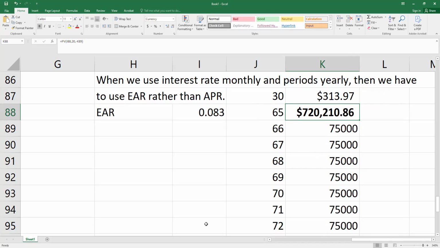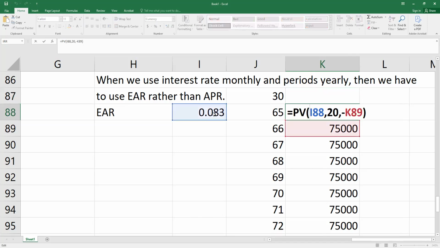Okay, let's clarify it. It's very important. Even if you're alone, we can do it all together. Again. So where's the point that you missed? Now, did you understand why did we use here effective annual rate, not the APR? Why?